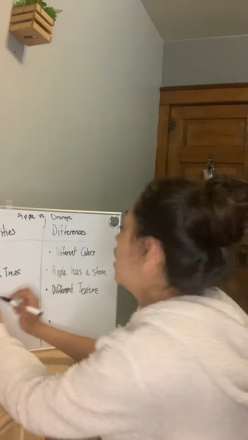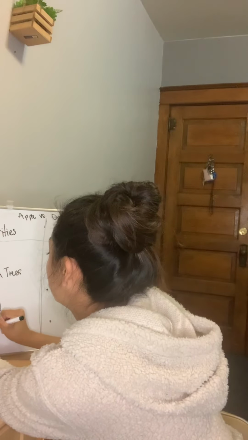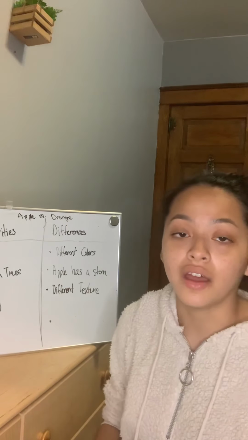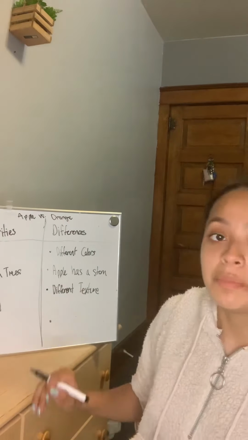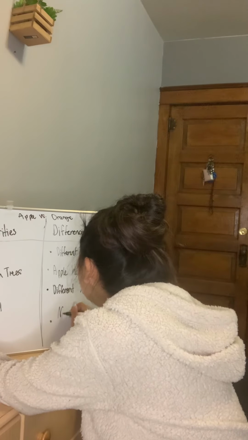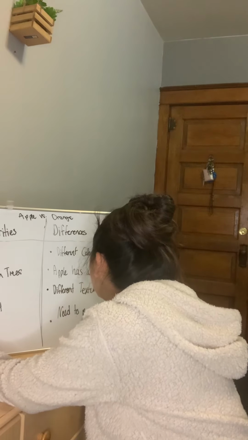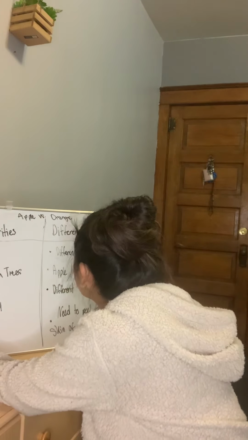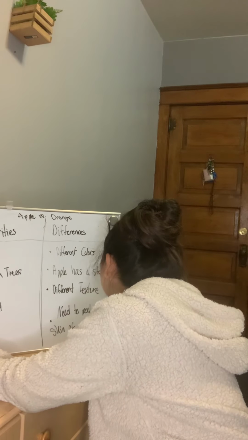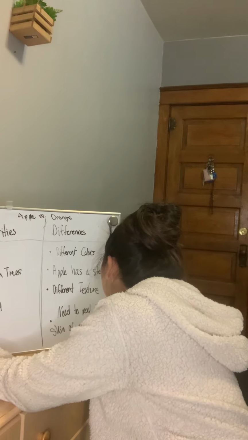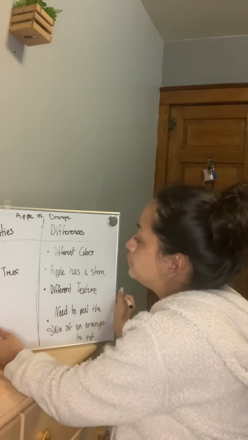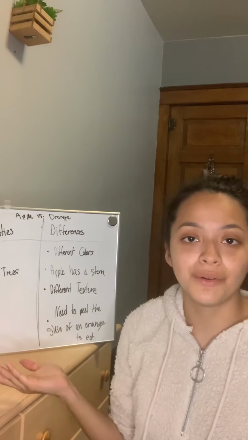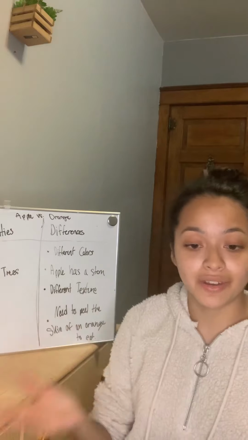Diana said they're both round. And then Alice said that you need to peel the skin of an orange to eat it. All right. Great work, students. As a class, we were able to compare and contrast an apple and an orange.